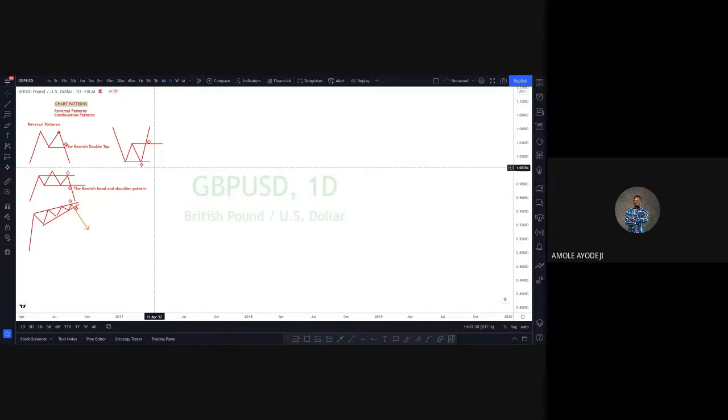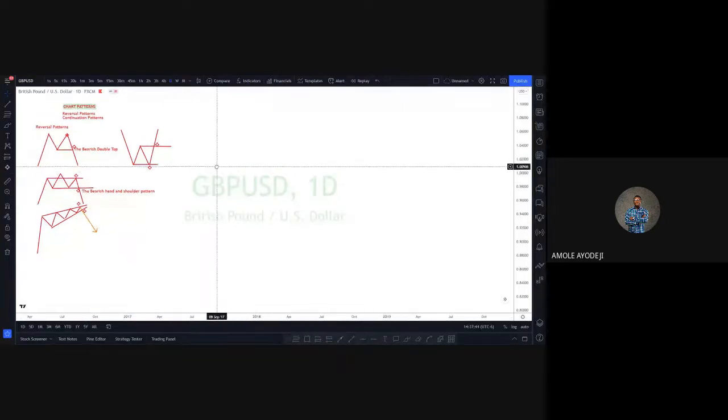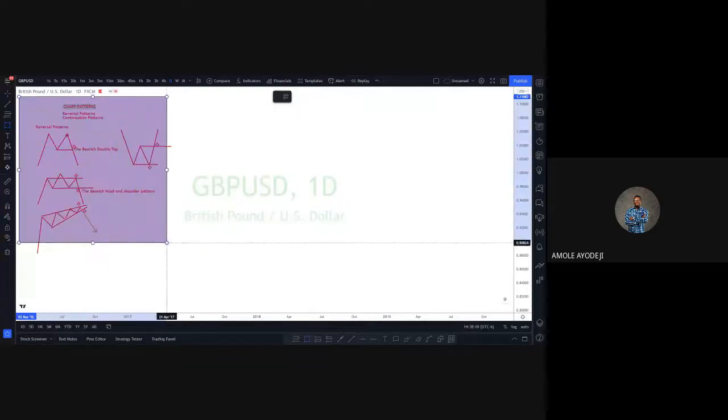So I'm just trying to show us that we're going to understand how this thing works. I think I would like to stop on chart patterns like this. I don't want to dwell so much on it. It's just for you to see how these guys manipulate the market. That's just the importance of these chart patterns.